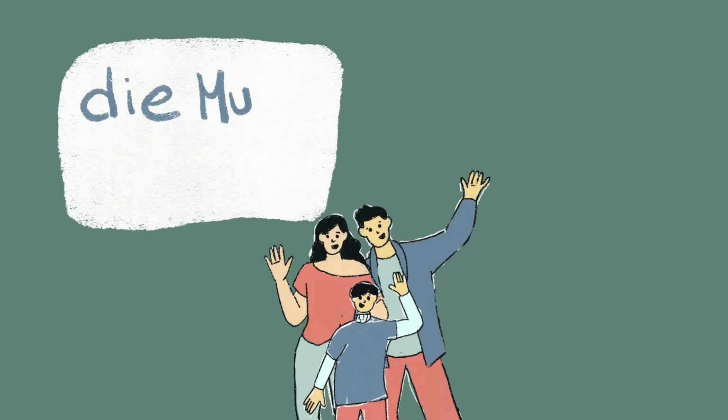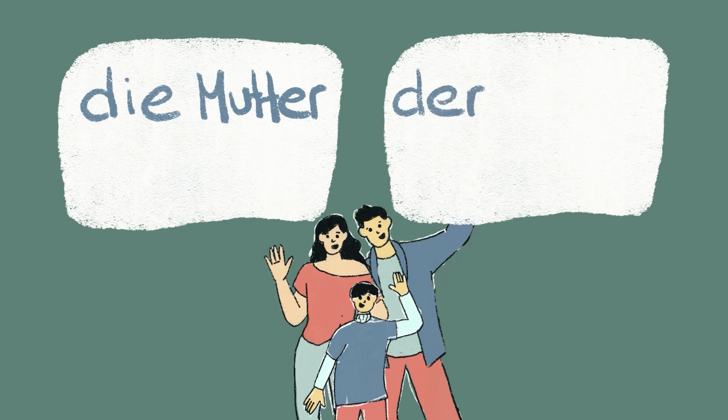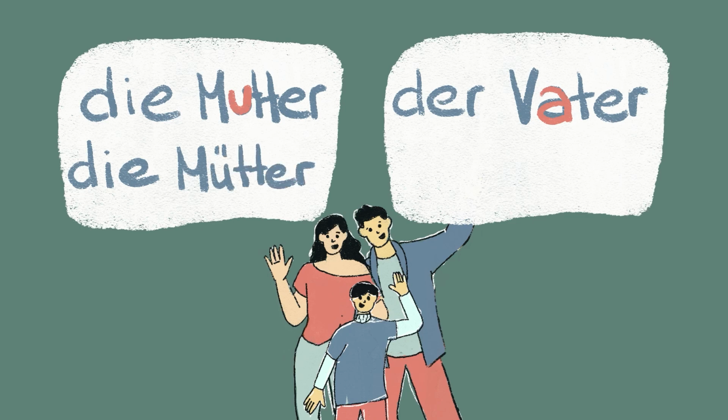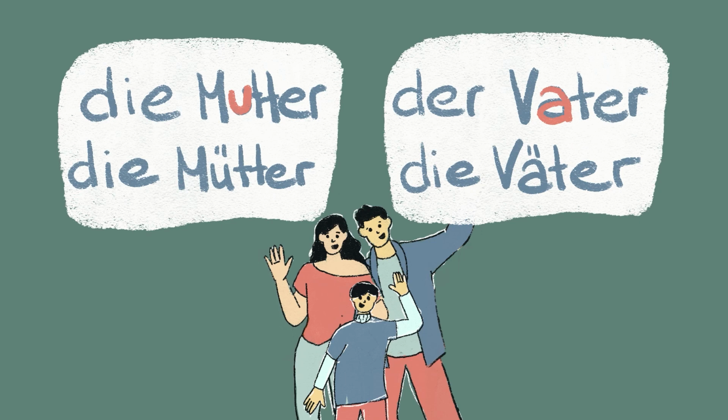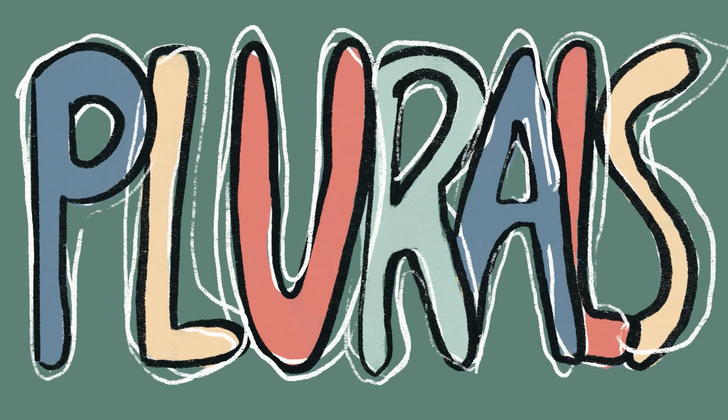Another great example of exceptional plurals are die Mutter, meaning the mother, and der Vater, which is translated to the father. These two, and to be honest many more, are formed by changing the first vowel. Die Mutter becomes die Mütter, while der Vater transforms into die Väter. These are just two examples.